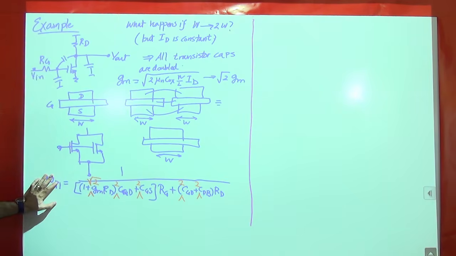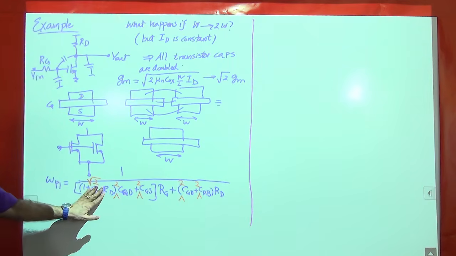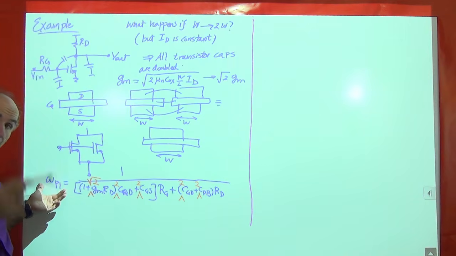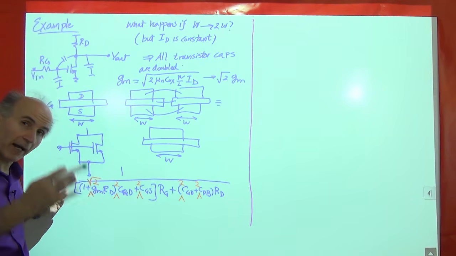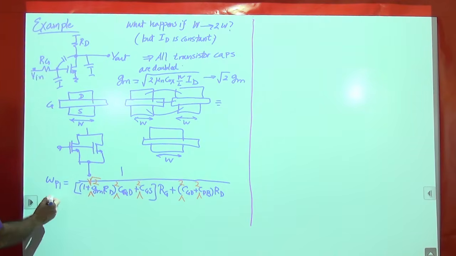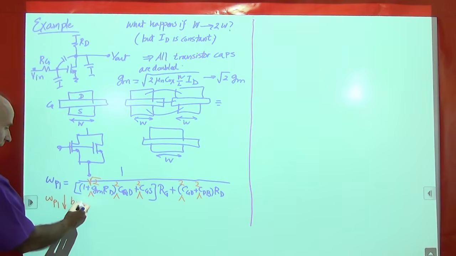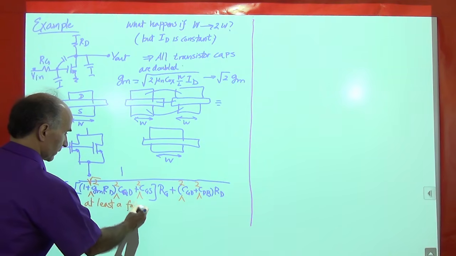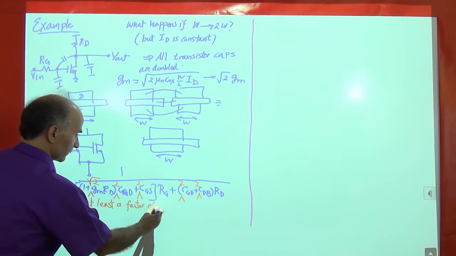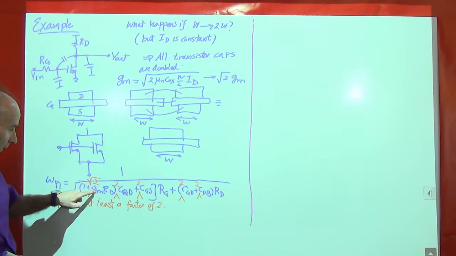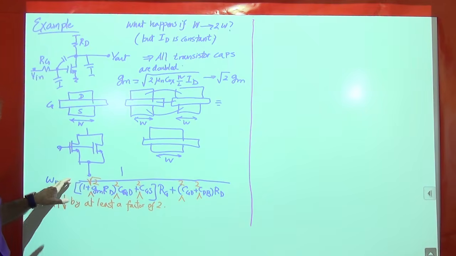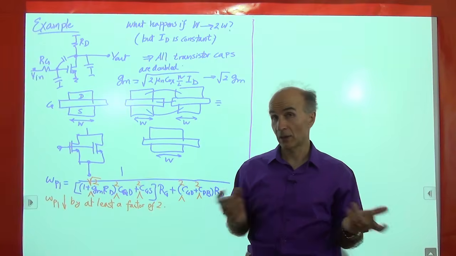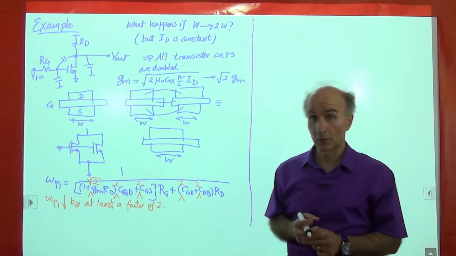So what happens to omega p1? Well, if you don't worry about this for a moment, we see that every term here is doubled. So omega p1 goes down by at least a factor of 2. Right? It goes down a little more because this also has gone up in the denominator. So omega p1 goes down by a little more than a factor of 2. Okay? So that's not particularly good, right? We reduce the bandwidth.